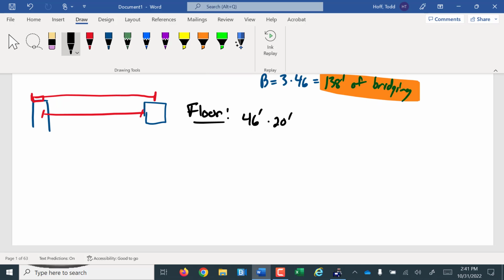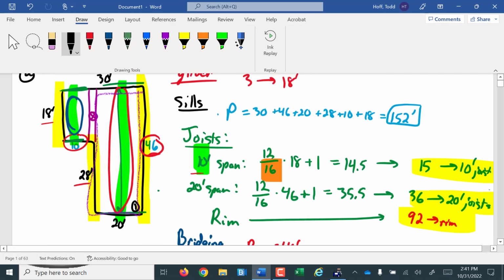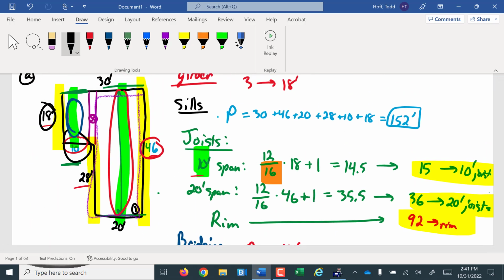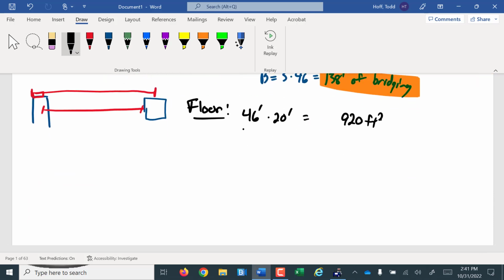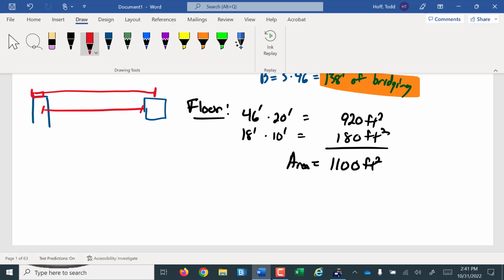So 46 feet by 20 feet, so 920 square feet. And then over here, 10 by 18, for 180 square feet. Adds up to 1,100 square feet of area. How do we find the number of sheets of flooring from that? Yep, the sheeting is 4x8, so that would be 32. So over here we divide by 32.